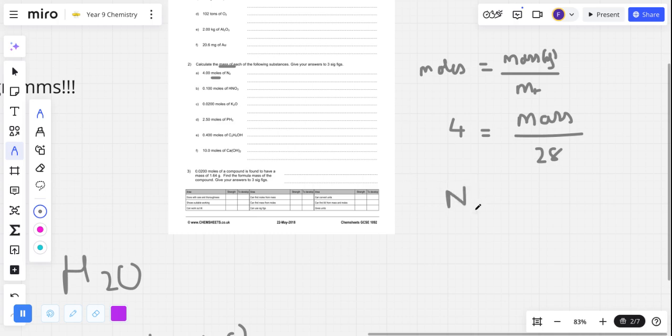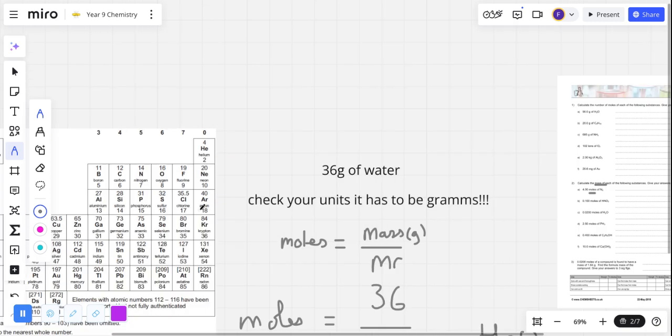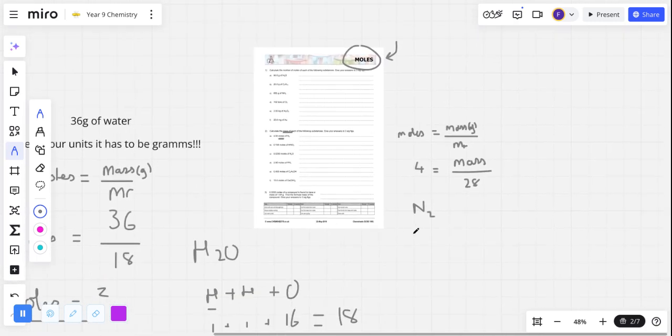This is nitrogen gas, N2. So I'm going to look at N. N is 14. I've got two of them. N add N, 14 add 14 from the periodic table. The big number at the top, the atomic mass, equals 28.